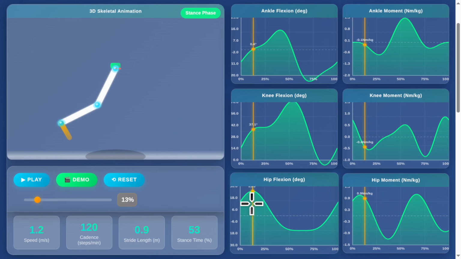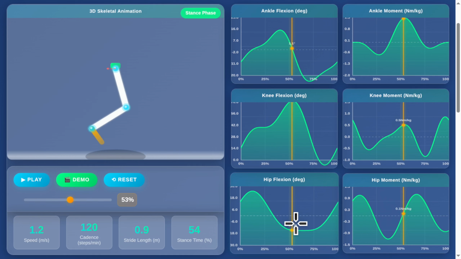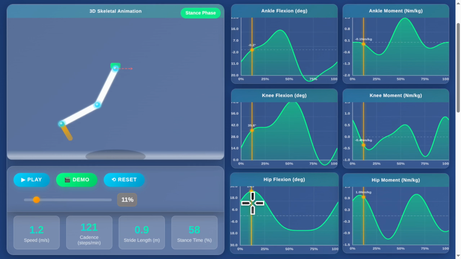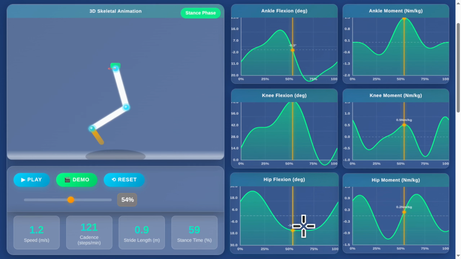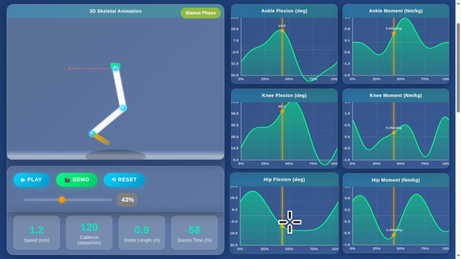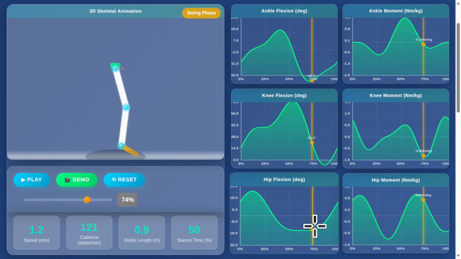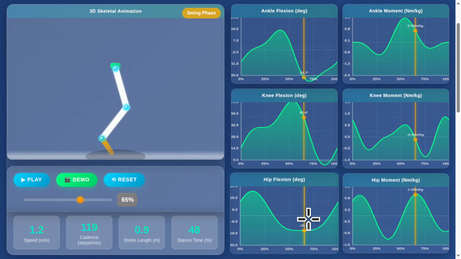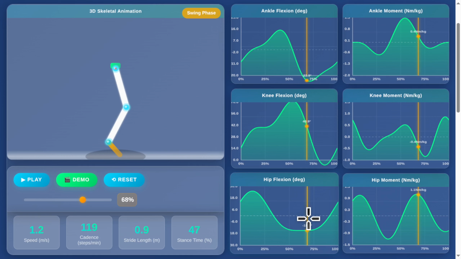Okay, so what's happening? Can you explain the difference between this frame and this one here? Certainly. The difference lies in the stance phase and swing phase of the gait cycle. In the current frame, indicated by the green highlighted button, the leg is in the stance phase, meaning it's in contact with the ground and supporting the body's weight. The other frame you're referring to, where the leg is moving forward and not in contact with the ground, would be the swing phase. The yellow vertical lines on the graphs mark the transition points within this cycle, highlighting the corresponding values for joint angles and moments during these distinct phases of walking.